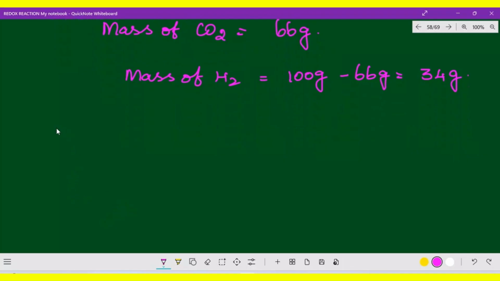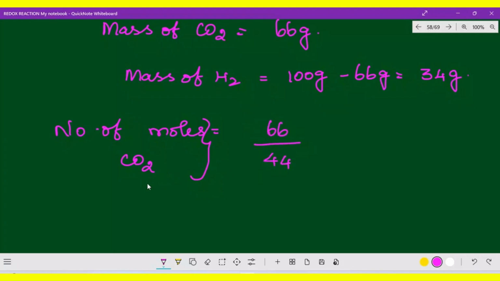So the number of moles of carbon dioxide. That is given mass by molecular mass, no? So here it is 66 divided by 44. 44 is what? Carbon dioxide. So you will get around 1.5 mole. Right, now this is the number of moles of carbon dioxide.